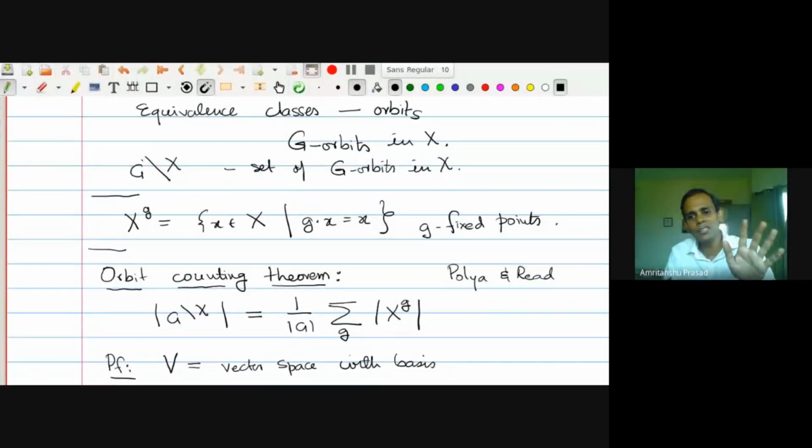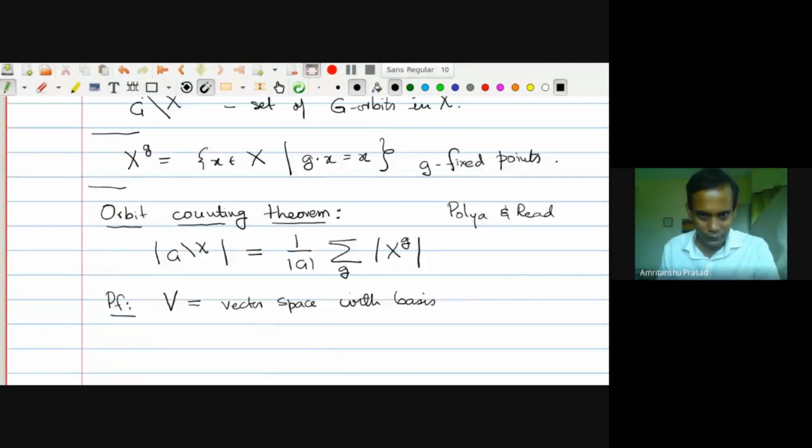So fixed points and stabilizers are kind of dual things. When you talk about fixed points, you fix an element of the group and you look at which elements of X are fixed by it. And when you talk about stabilizers, you fix an element x and you ask which elements of the group fix it. But I haven't really talked about stabilizers as yet. But I hope that clarifies it for you.